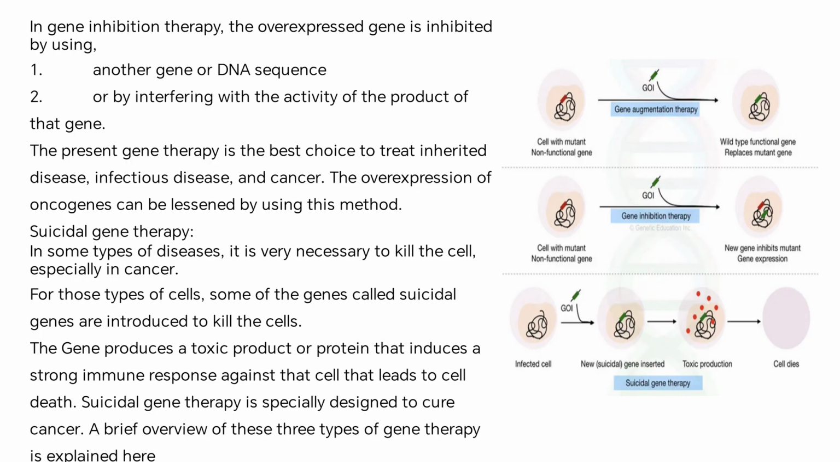This is the present best choice of gene therapy to treat inherited disease, infectious disease and cancer. The overexpression of oncogenes can be lessened by using this method. The next one is suicidal gene therapy. It is especially useful and necessary to kill the cells which are associated with cancer.